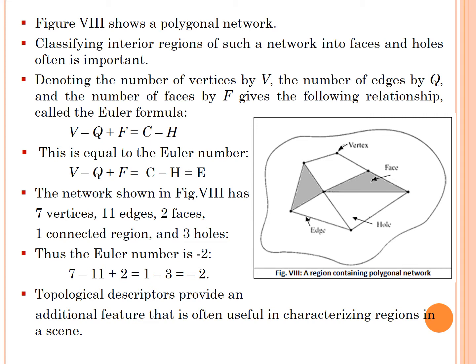The network shown in figure 8 has 7 vertices, 11 edges, 2 faces, 1 connected region and 3 holes. Thus, the Euler number is minus 2. That is, 7 minus 11 plus 2 is equal to 1 minus 3, which is equal to minus 2. Topological descriptors provide an additional feature that is often useful in characterizing regions in a scene.